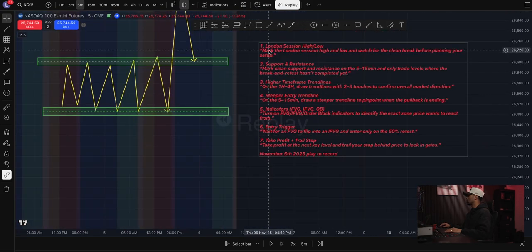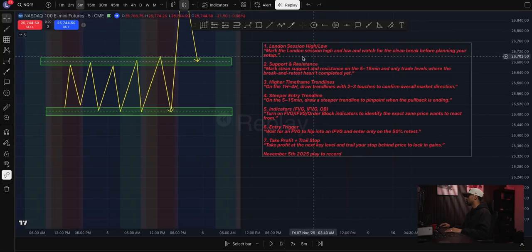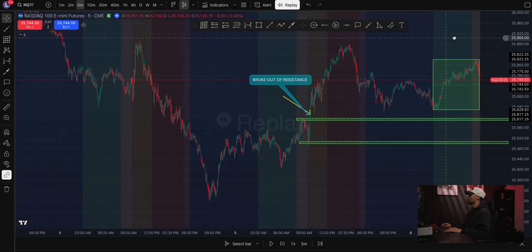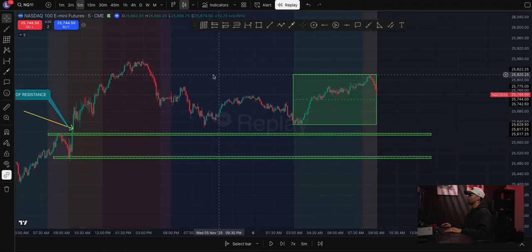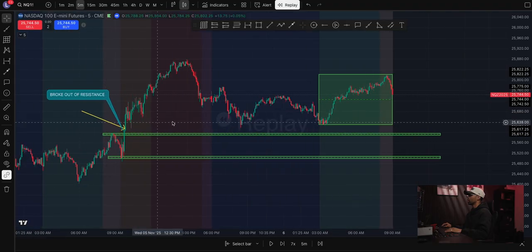All right, we looked at step 1, which is mark the London session high and low. Watch for a clean break before planning your setup, okay? Number 2 was mark clean support and resistance on the 5 or the 15 and only trade levels where the break and retest hasn't completed yet. Okay, so we'll just go over one more time just so you guys can understand it, right? Support here, resistance here. Here's the break. It broke out of resistance.